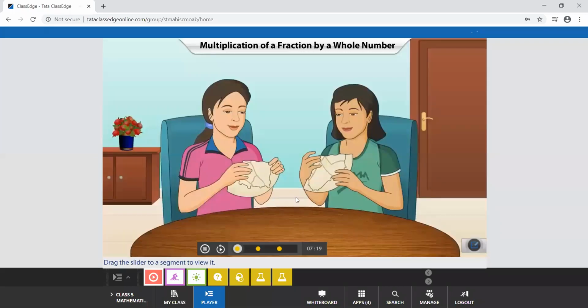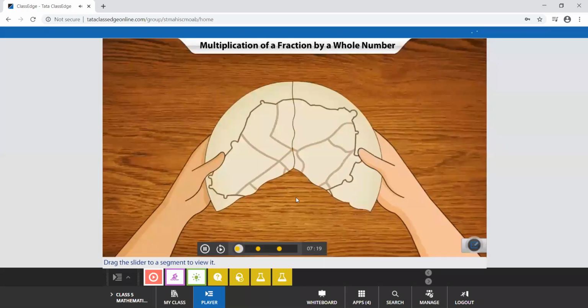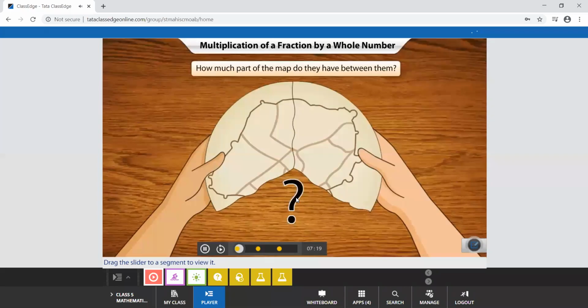Priya and Aisha are preparing for a treasure hunt game in school. They are trying to piece together a map. Each of them has 1/3 of the map. So, between the two of them, what part of the map do they have?